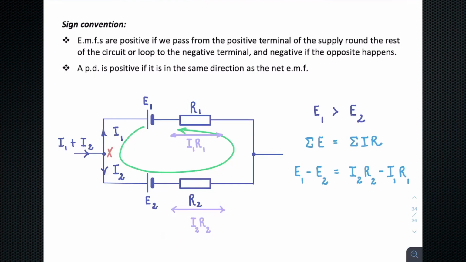On the other hand, I1, which is in this direction, happens to be in the opposite direction to the green arrow. So I1R1 is negative. So sigma IR is simply I2R2 minus I1R1. So by Kirchhoff's second law, we have E1 minus E2, which is equal to I2R2 minus I1R1. These laws are best understood through more numerical examples. So let's look at further situations.